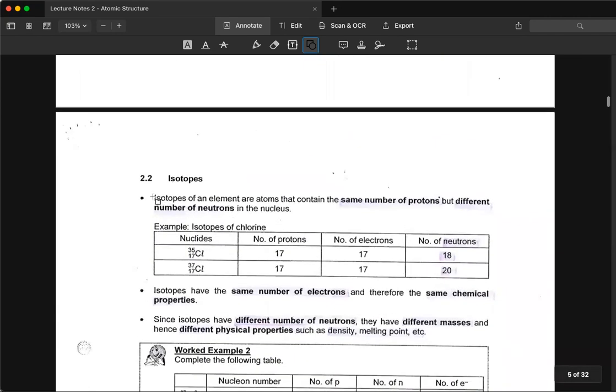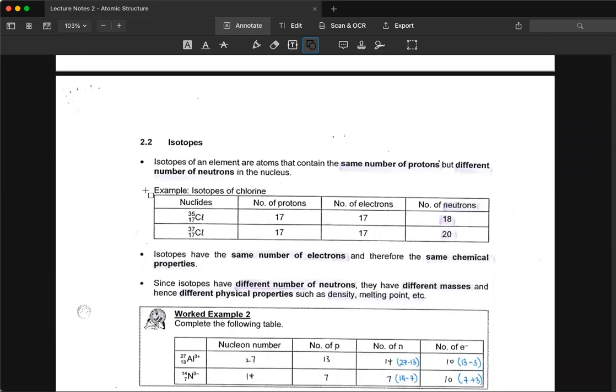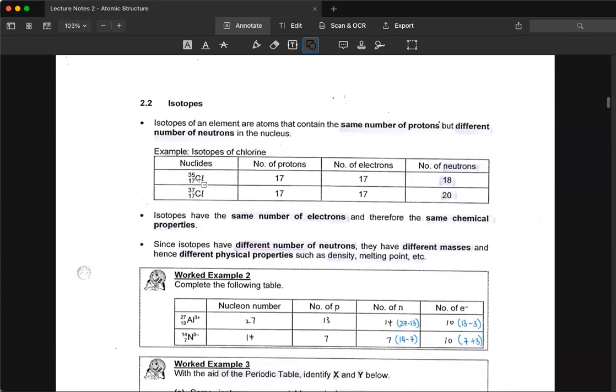So it brings us to this concept of isotopes. Isotopes of an element are atoms that contain the same number of protons but different number of neutrons in the nucleus. So chlorine is a classic example. They have the same number of protons because it is of the same element, but the number of neutrons will be different. So because isotopes still have the same number of electrons, the chemical properties are the same.